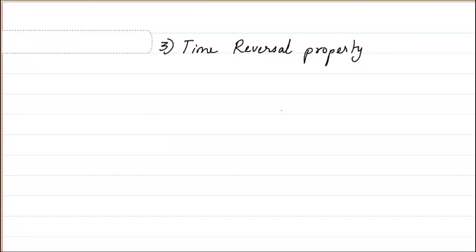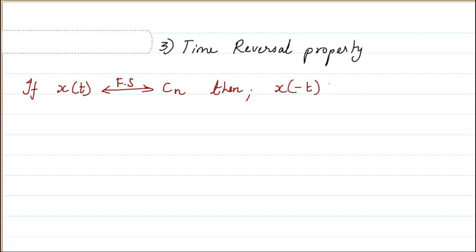The next property is the time reversal property, which states that if x of t gives a Fourier series of c of n, then if we reverse the time, that is, instead of x of t, if I have x of minus t where I have reversed the time, then all I am going to have is Fourier series c of minus n.